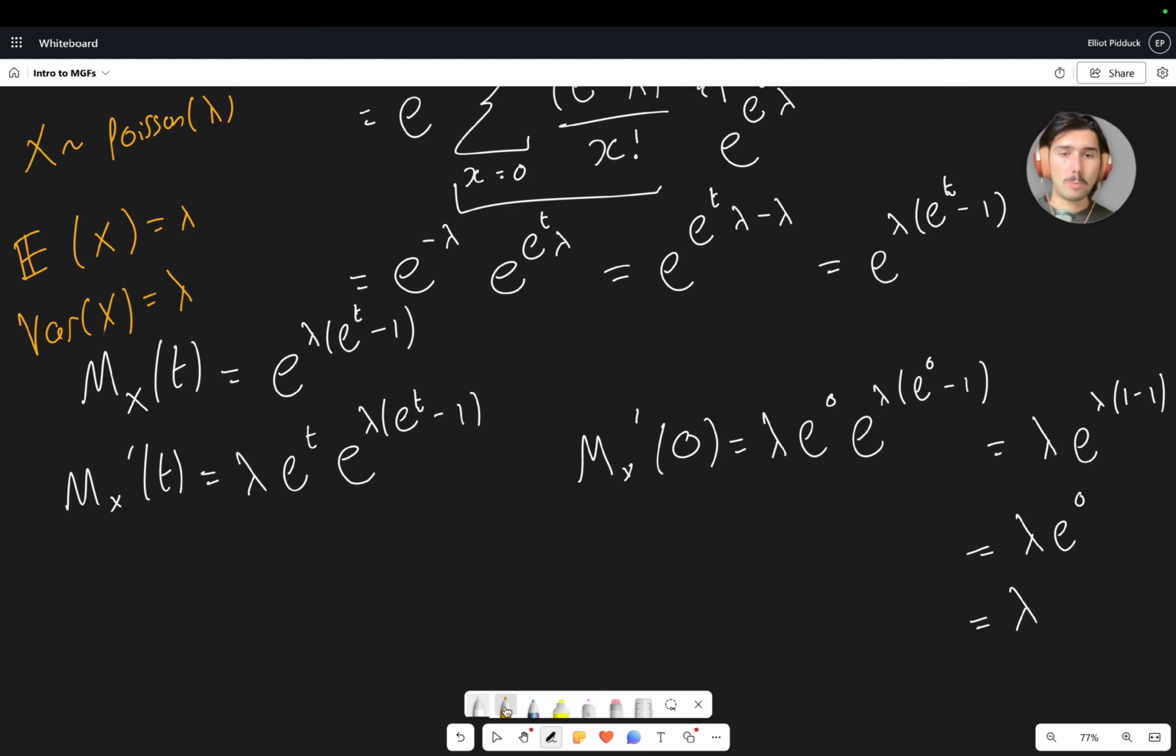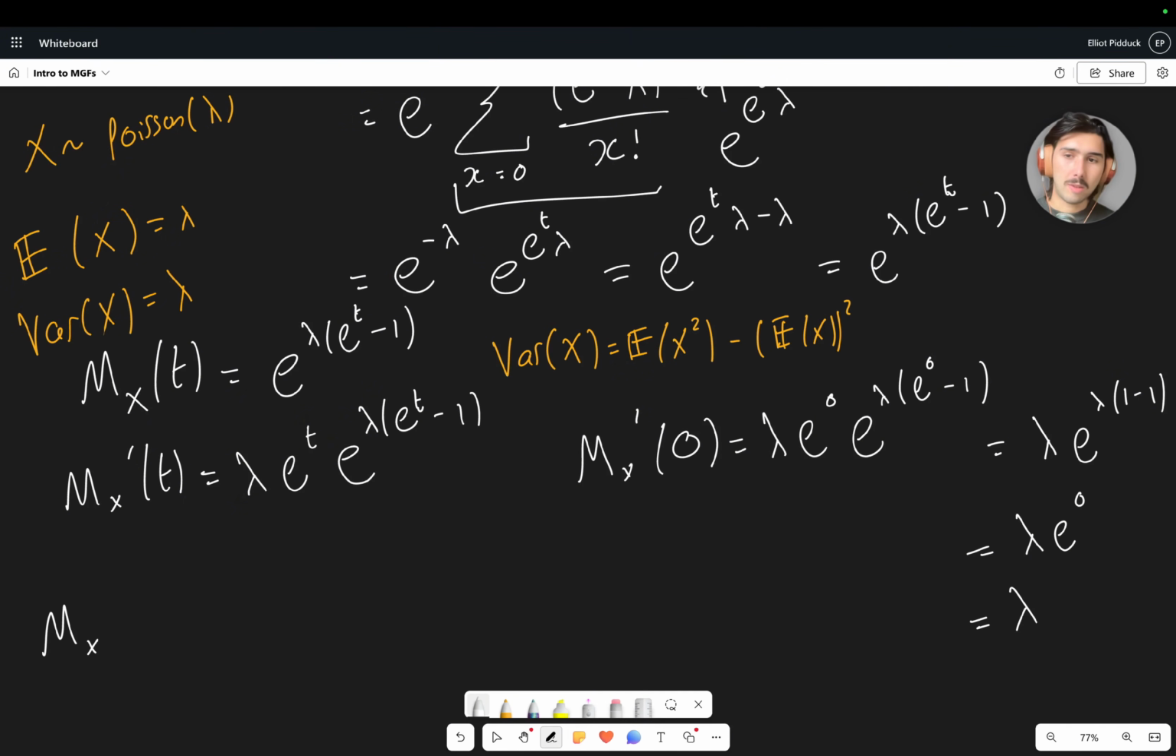Okay, so one more quick side note before we actually do that. I'm going to write it here. Remember that the variance of a random variable is the expected value of x squared minus the expected value of x, squared. So the second moment minus the first moment squared. Okay, so let's get the second moment and then plug it in and make sure we get lambda as well, and then we can be pretty convinced that it's working.